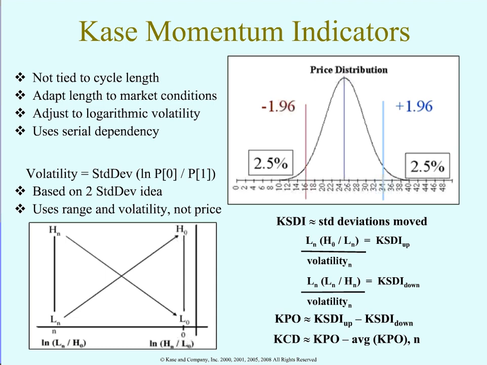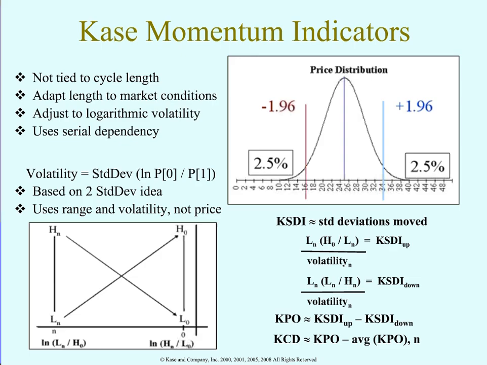And the volatility is a standard deviation measurement. Just looking up here, volatility equals standard deviation, right? So it's looking at how many standard deviations relative to volatility the market has moved up. And then the KSDI down looks at the logarithm of the low today divided by the high n days ago divided by the volatility. So it's asking how many standard deviations, that is, how many times volatility did the market move down.